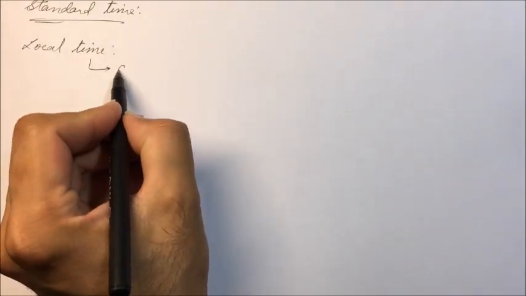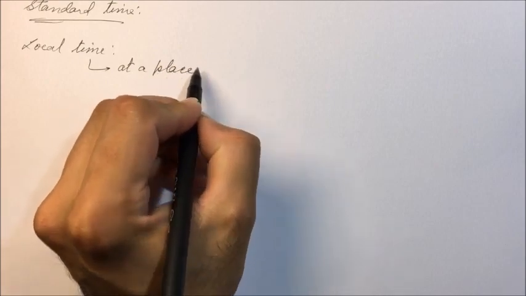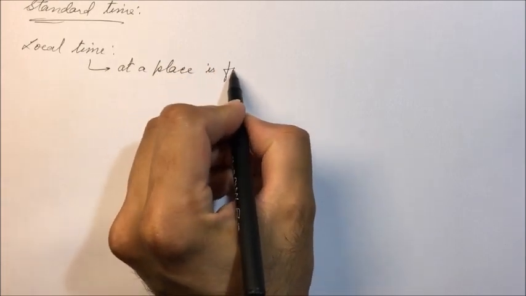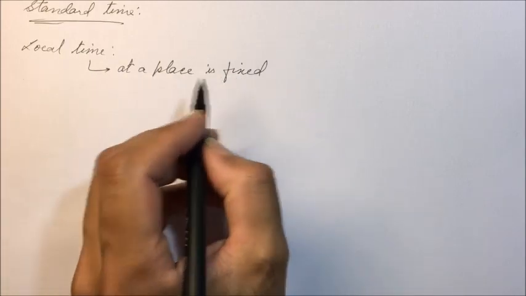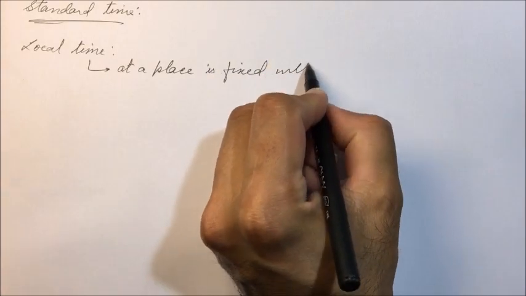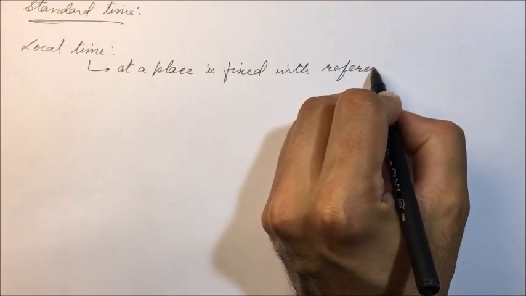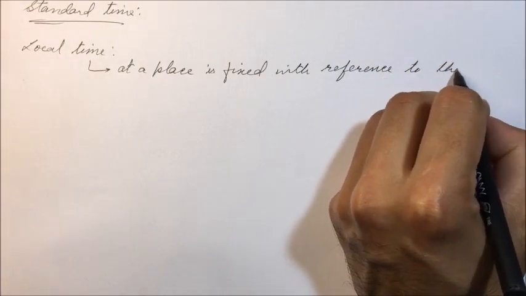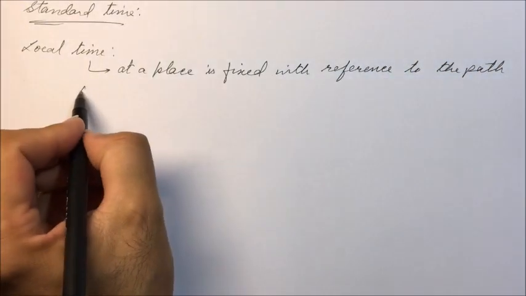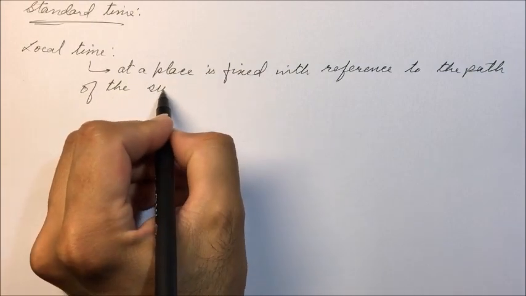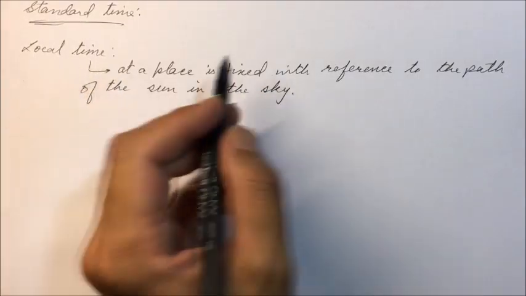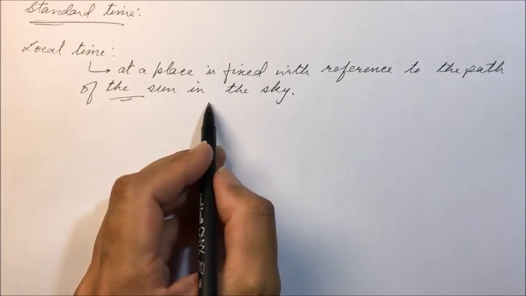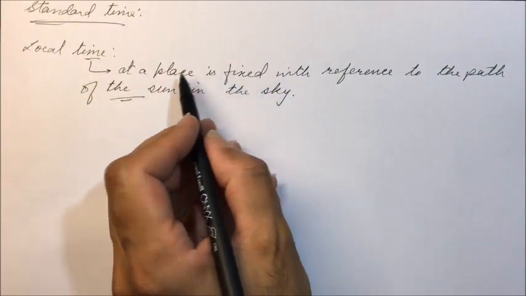So local time at a place is fixed. At any particular location on the earth's surface, it is fixed with reference to the path of the sun in the sky. So local time depends on the path of the sun. Where the sun lies, accordingly the local time is found at that particular place.